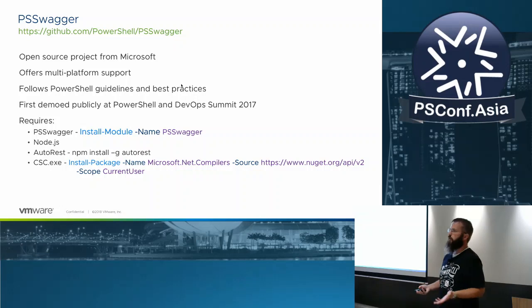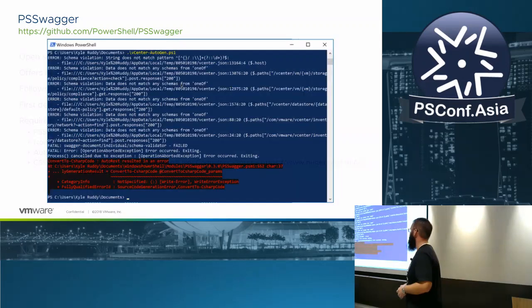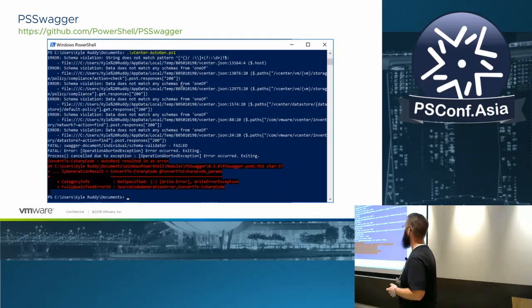Now, however, this is where we get back into that whole not all Swagger specs are created equally. If we run this on one of the vCenter specifications, using one of the example scripts there, we can see that it's looking at some of our paths for VM, storage, VM inventories, specifically for the network. And then we get this fun error down here at the bottom, essentially saying that our schema validator failed. So, no bueno on the output from this.